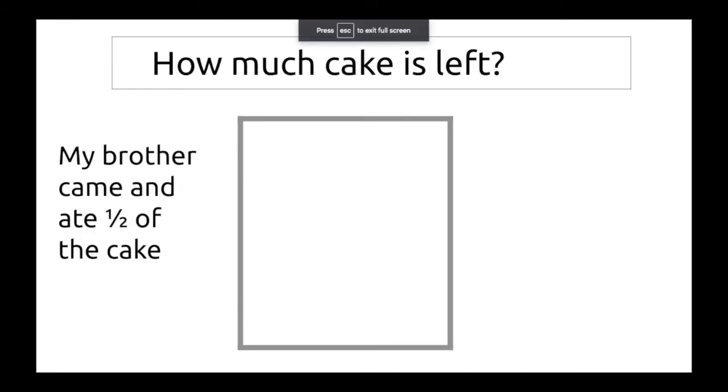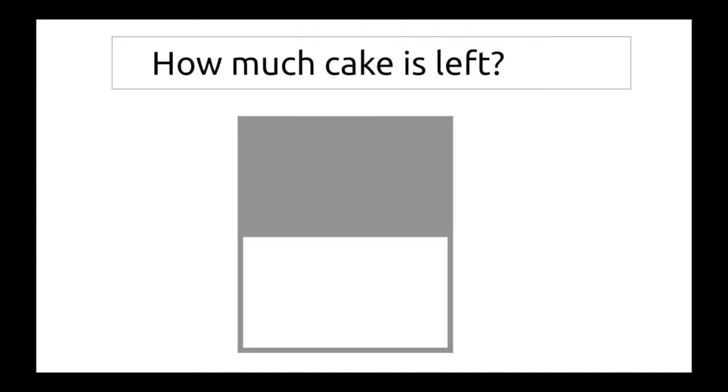The cake is on the counter, and my brother came and ate half of the cake. So what I'm going to do is divide the cake in half and shade the part that's eaten, because I'm thinking that part is gone now because he's eaten it, so I only have the clear white part left. So it looks like this.